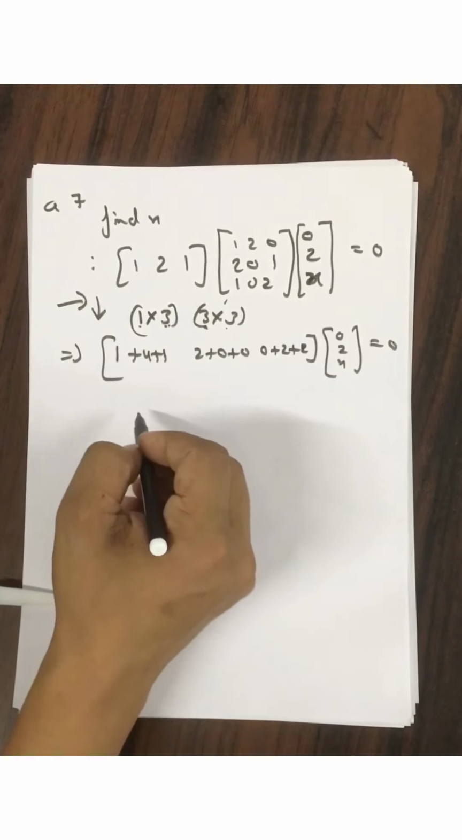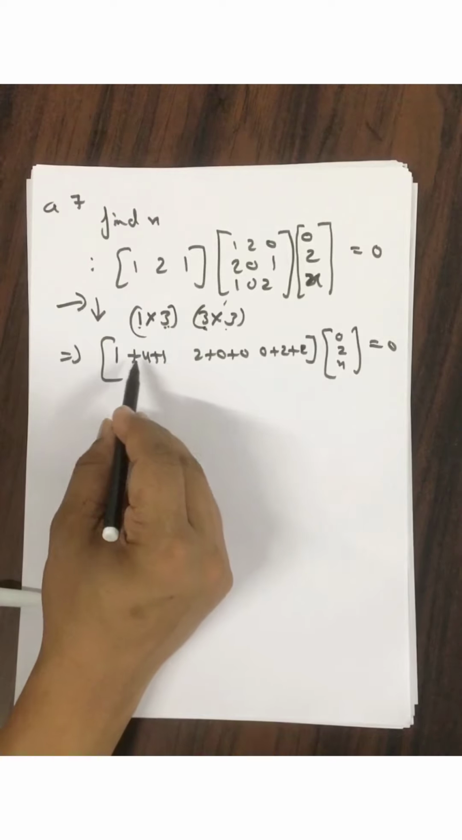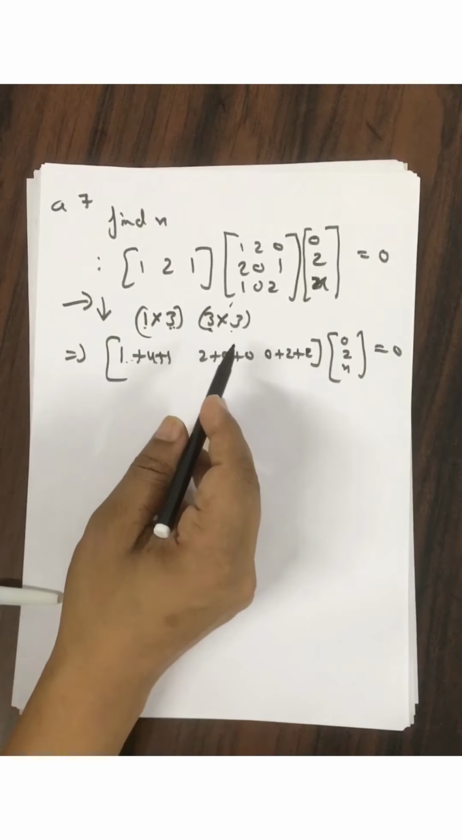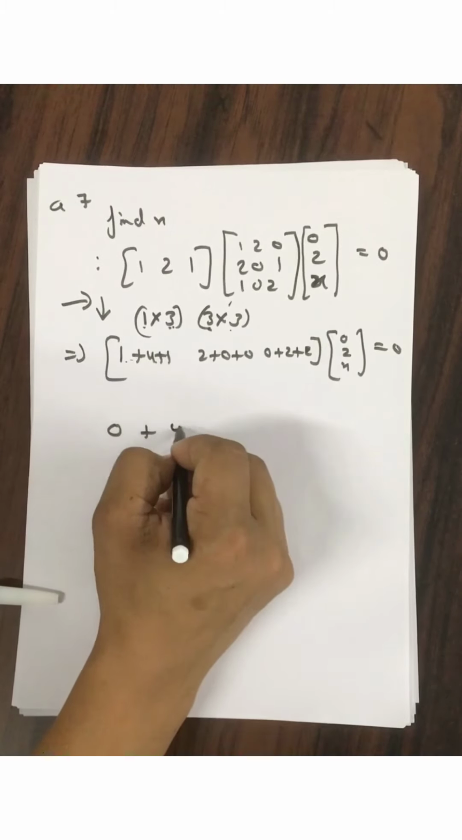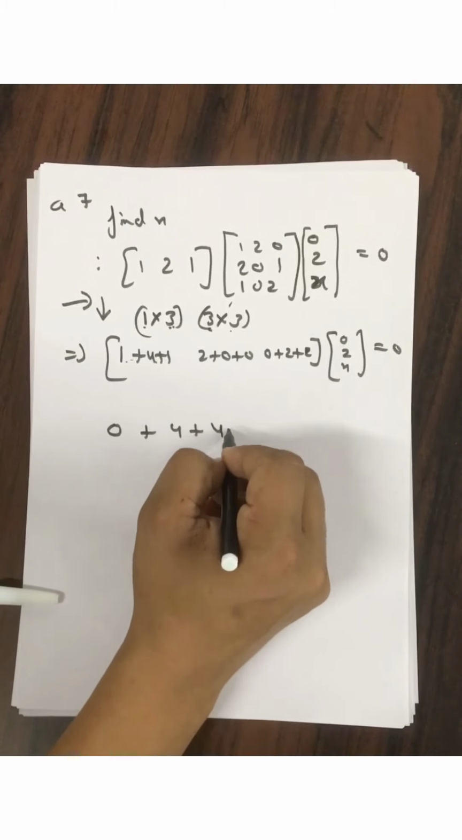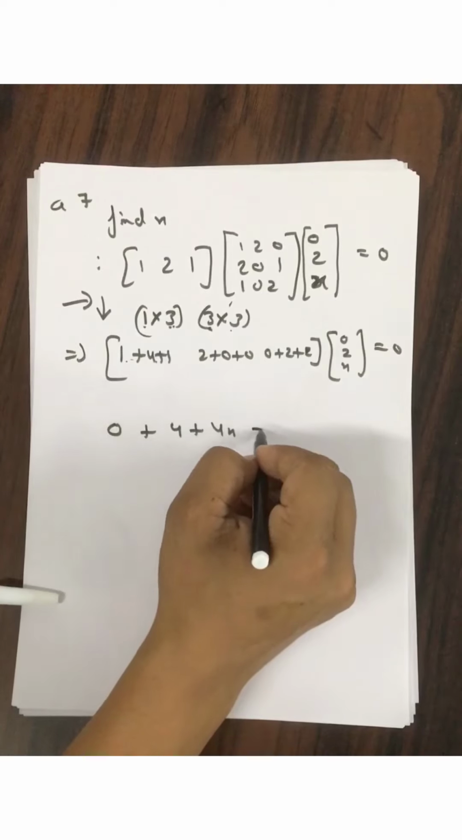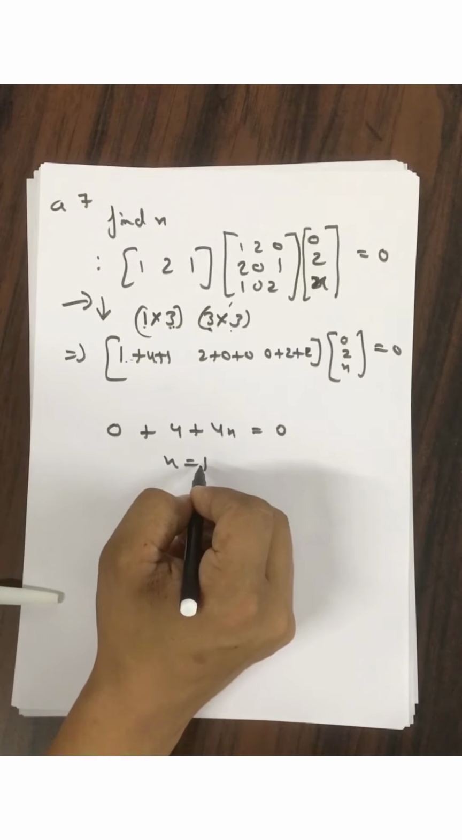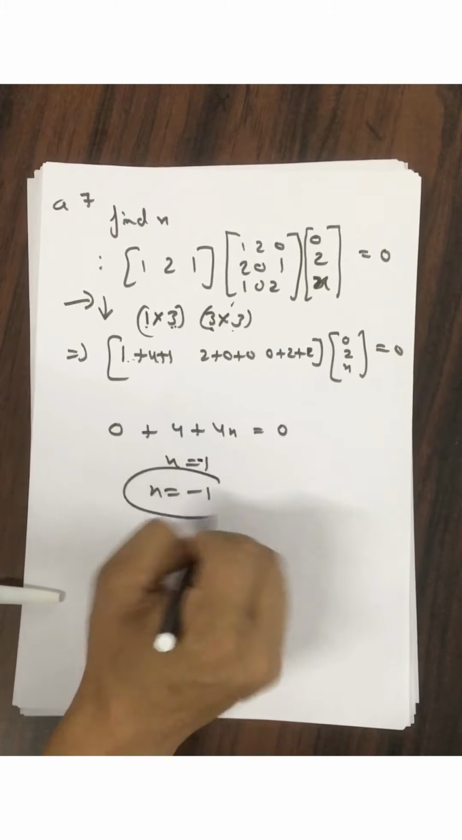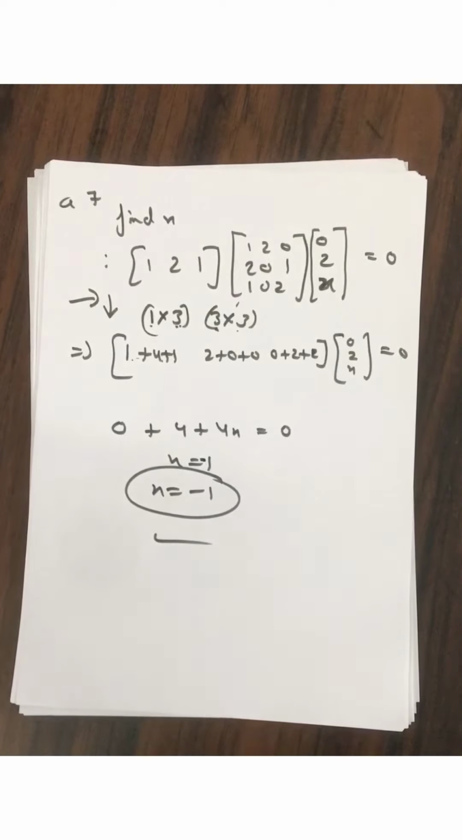Multiply it now. This is 4 5 6, 6 into 0, so 0 plus 2 into 2, 4 plus 4x equals 0. So 4x equals minus 4, so x equals minus 1. That's all. Got it? Simple.